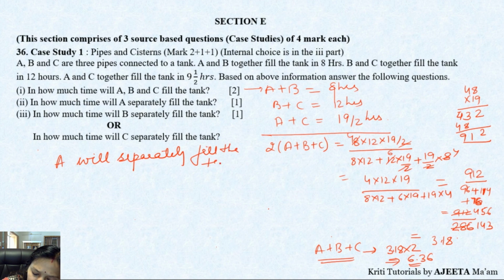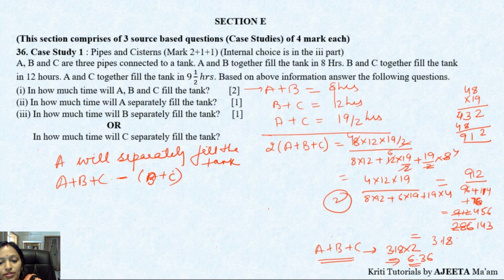So now we have to do a simple equation. That's why this was for 2 marks, and the rest are all for 1 mark. So it will simply be an equation: A plus B plus C minus B plus C. Simple, correct? So now let's make it.